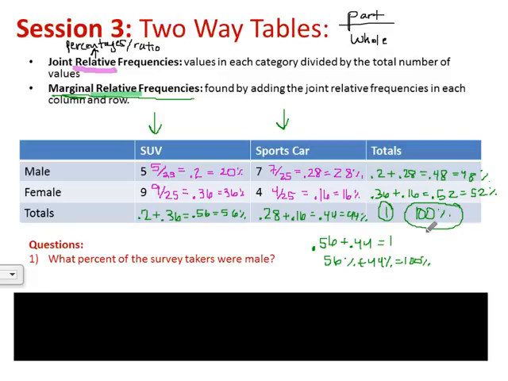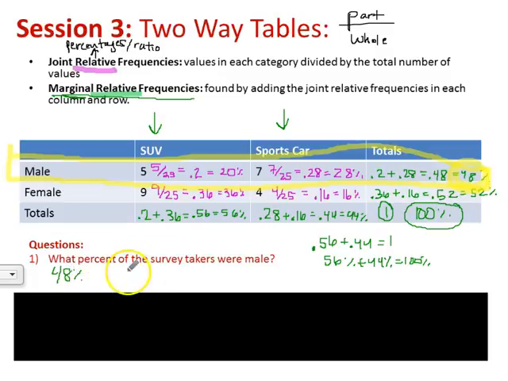And let me ask you one question based on this two-way table. You will be answering questions about your two-way tables, whether it's joint frequencies, joint relative frequencies, marginal frequencies, or marginal relative frequencies. So the question is, what percent of the survey takers were male? We want to focus on the male row and the total number of males, which we have already conveniently figured out over here as a total would be 48%.